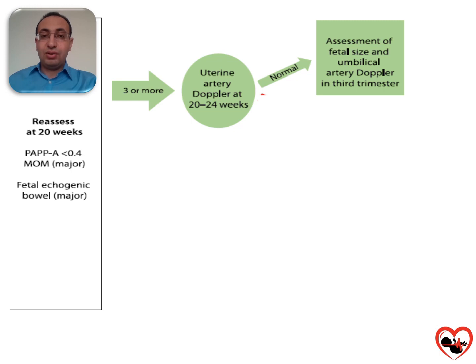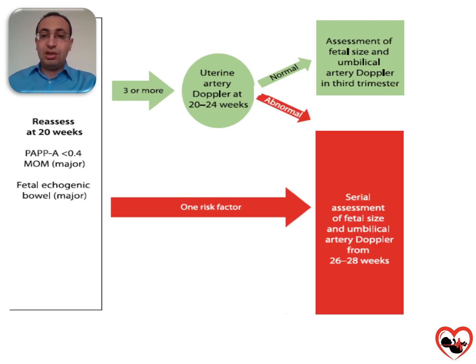However, if you find the uterine artery Doppler abnormal, then you have to proceed with serial assessment of the fetal size and umbilical artery Doppler from 26 to 28 weeks. And if you find 1 major risk factor from the start, you will skip the uterine artery Doppler and you will proceed by a serial assessment of fetal size and umbilical artery Doppler from 26 to 28 weeks.